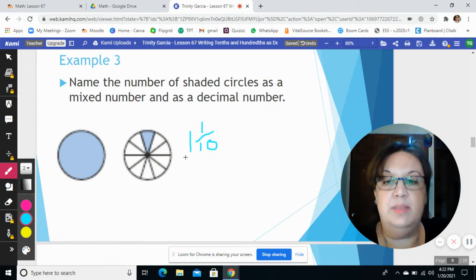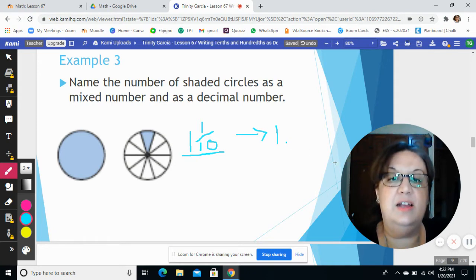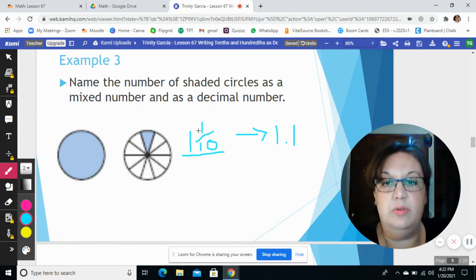Remember, mixed number means that we have a whole number and a fraction. Now, we're going to write it as a decimal. Now, instead of writing a 0 first, we have to write 1 because remember, on the left side of the decimal point is the representation of our whole number. And this time we have a 1. So we would put 1.1 because the numerator is 1 and it's over 10, so it's in the tenths place.